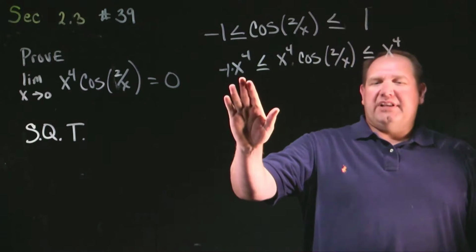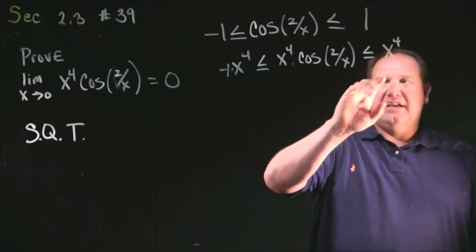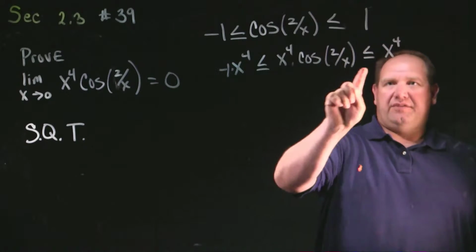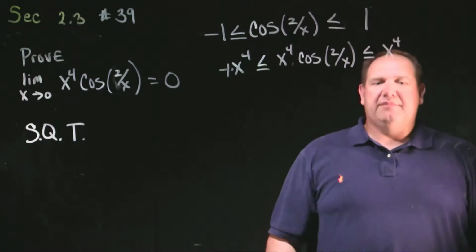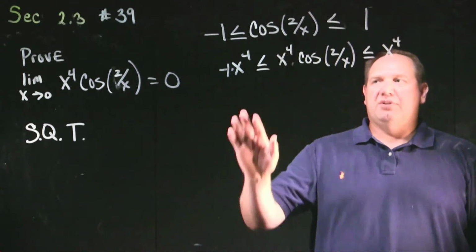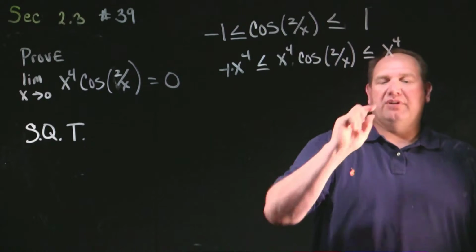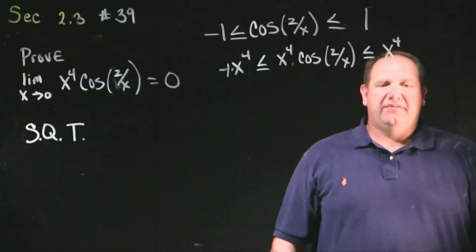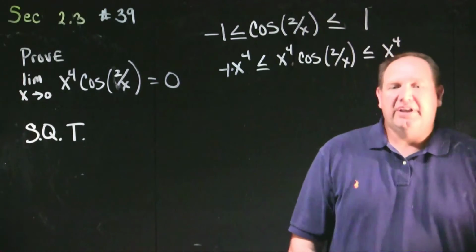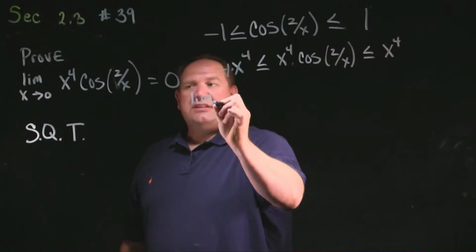If I had something that I wasn't ensured was going to be positive or non-negative, I would have to be very careful about doing this step. But because it's x to the fourth, I'm not worried about it. I can multiply everything by 0 or some positive number, and I don't have to worry about changing the values of these inequalities.